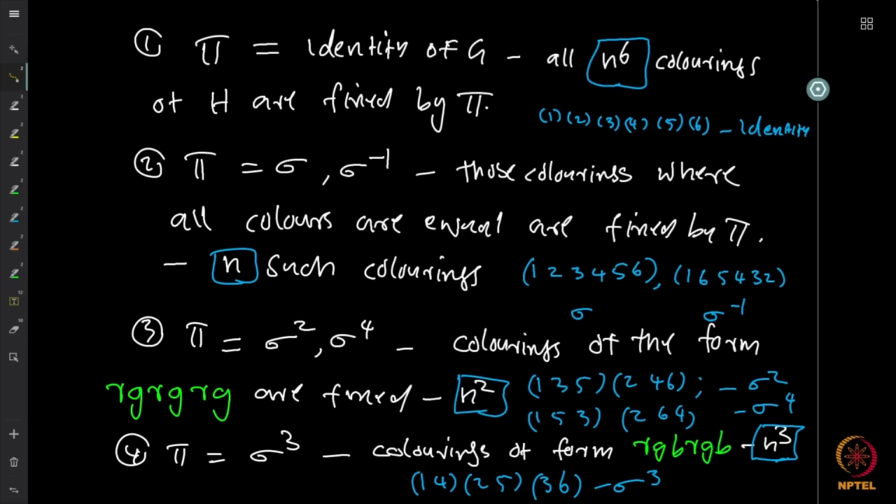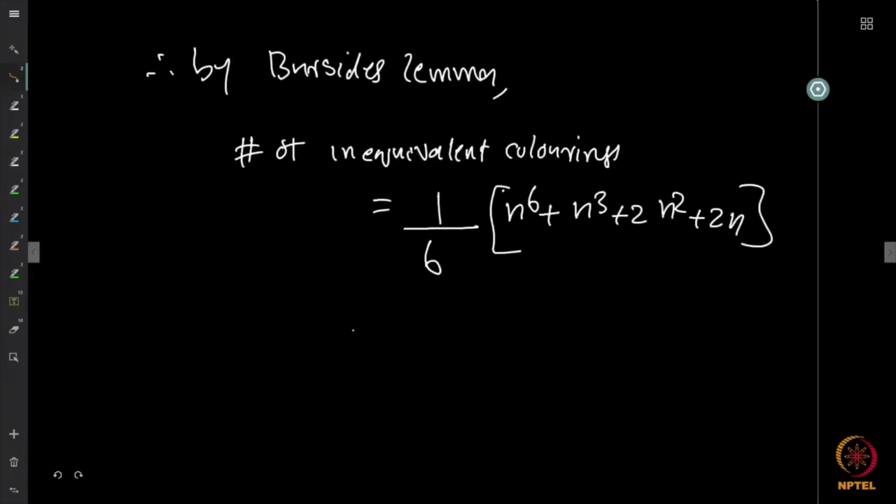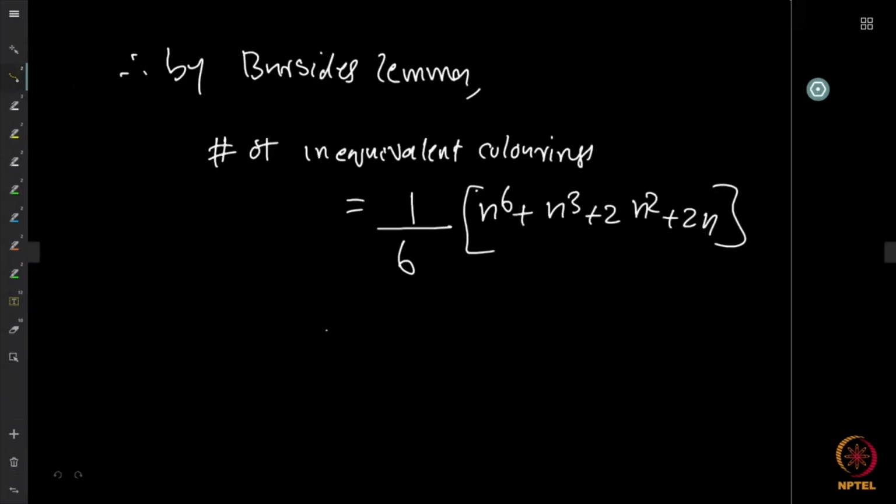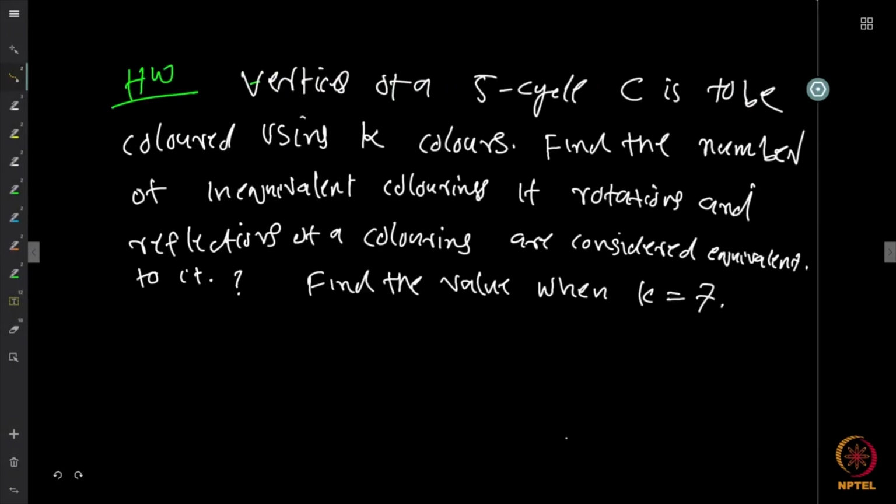So now it is clear, right? So we can even write it as a theorem now. Okay, so we will go to that. Before that, let me set a homework. The vertices of a 5 cycle, let's say C, is to be colored using K colors, right? Find the number of inequivalent colorings if rotations and reflections of colorings are considered equivalent. Okay, and once you do this formula, again find the value when K is equal to 7. So that is a homework.